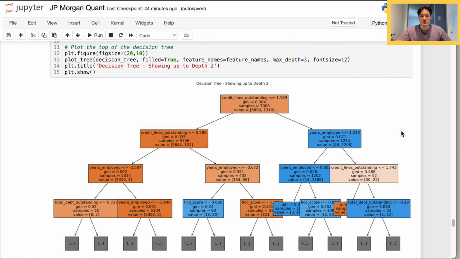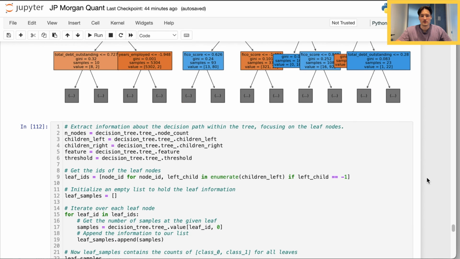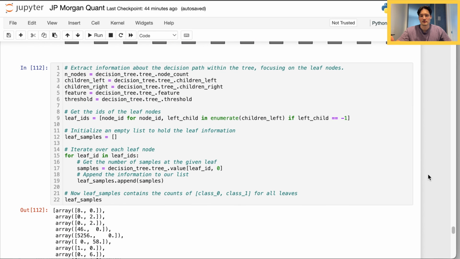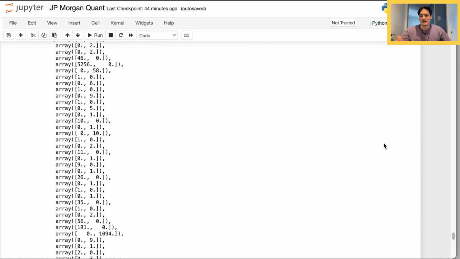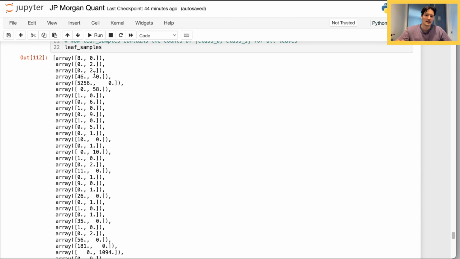So you can imagine, if you have above a certain number of credit lines and then you have above a certain number of debt outstanding, you're going to come down all the way to a node where it outputs the number of people that based on those criteria have defaulted or have not. So that's basically how a decision tree model works. It's pretty intuitive. I would just give a read about it online.